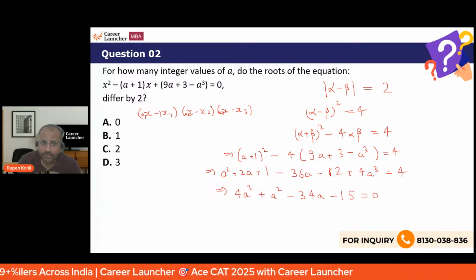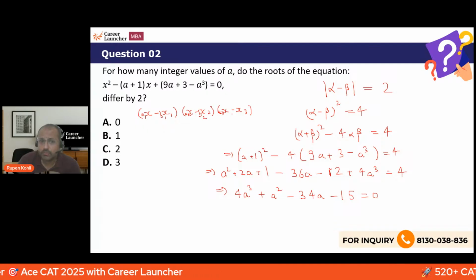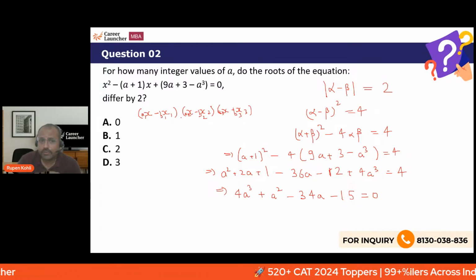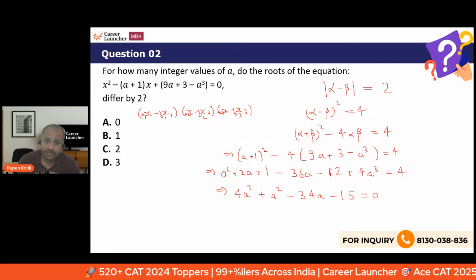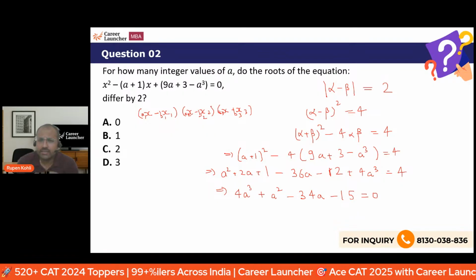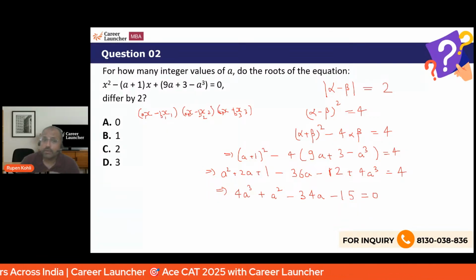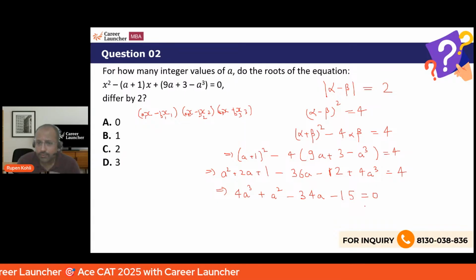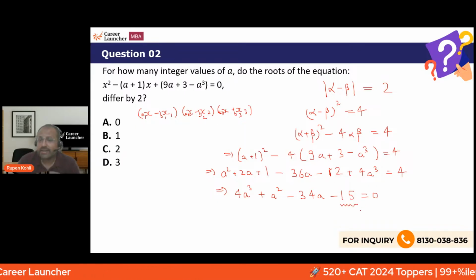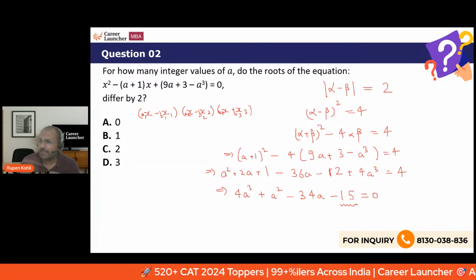(a1x - b1x1)(a2x - b2x2)(a3x - b3x3), right? So when you multiply, you'll get something like b1 into b2 into b3 into x1 into x2 into x3. So that constant term contains the product of the roots. Therefore, if this equation has to have any integer roots, then it can only be the factors of this constant term 15, right, with a plus minus sign.